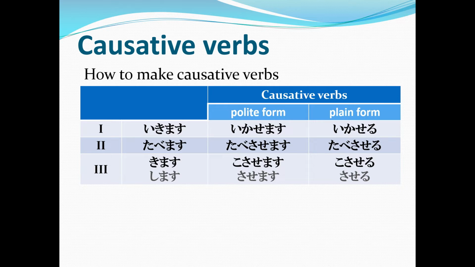Now, for group 3, let's start off with the special verb kimasu. To become a causative in a polite form, it becomes kosasemasu, and the plain form is kosaseru.